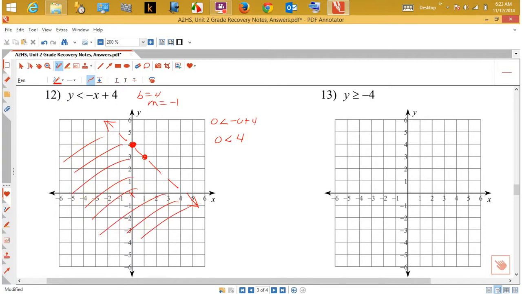Okay, the next one is y is greater than or equal to a negative 4. So let's draw the line y equal to a negative 4 on there. And it's going to be a solid line because of the equal to part. Solid line. And I'm looking for all values where y is greater than a negative 4, though, which would be all the values going up.